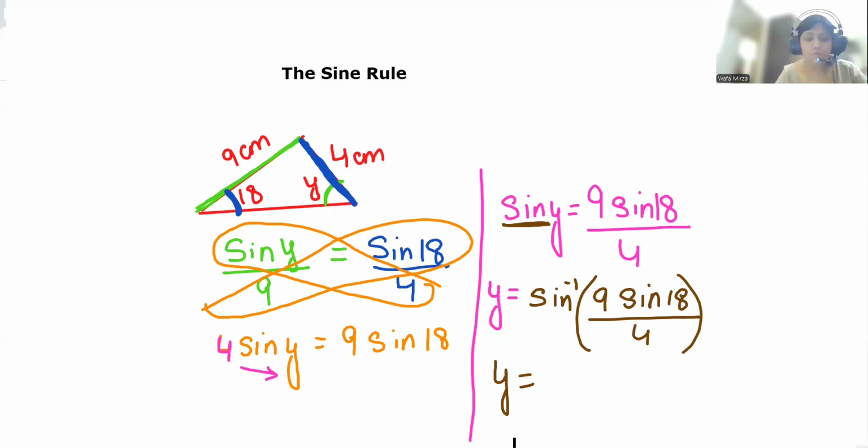So I am getting 44.05, but if I round my answer to one decimal place, I will get 44.1. So I have rounded my answer to one decimal place. What is this? This is an angle. Angle will be in degrees. So it is 44.1 degrees. Now let's take one last question.